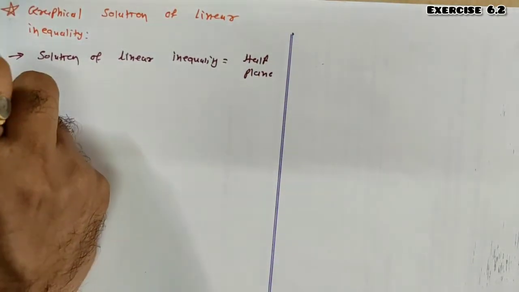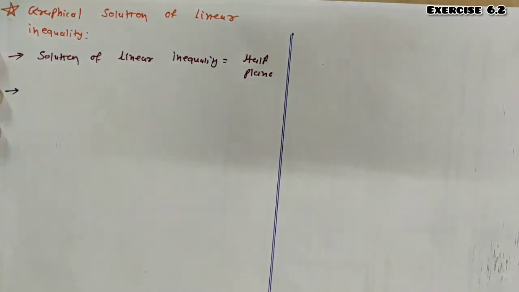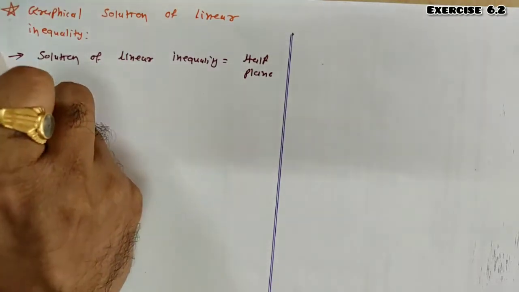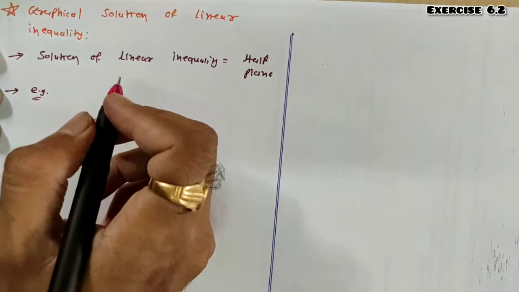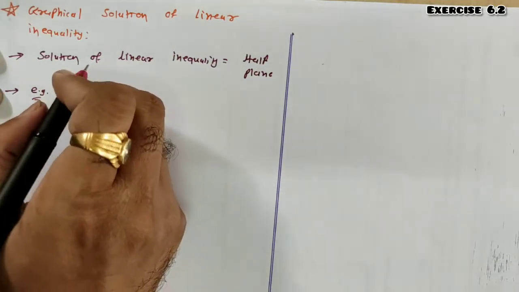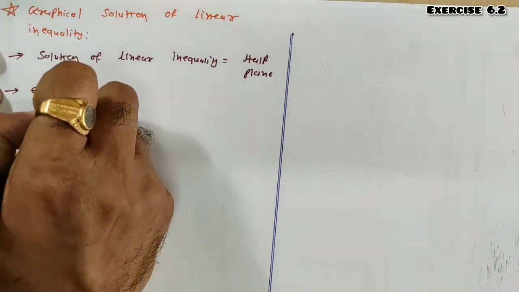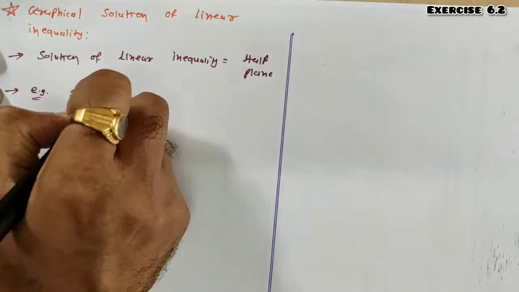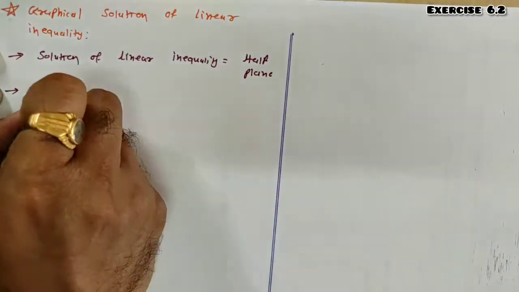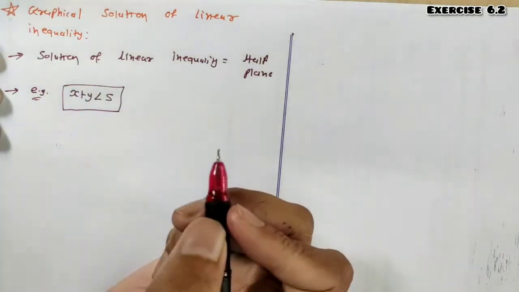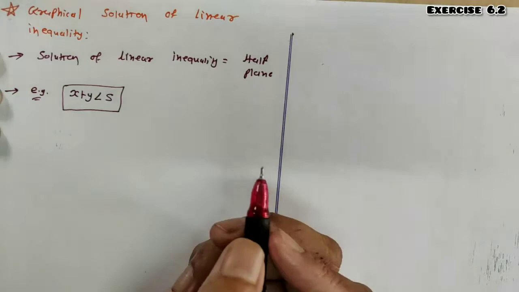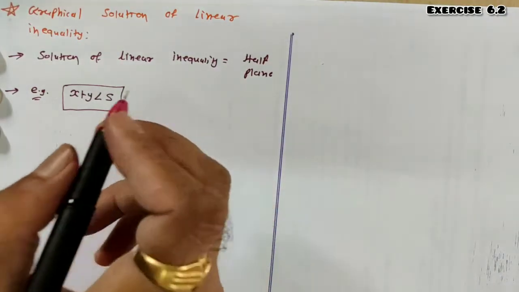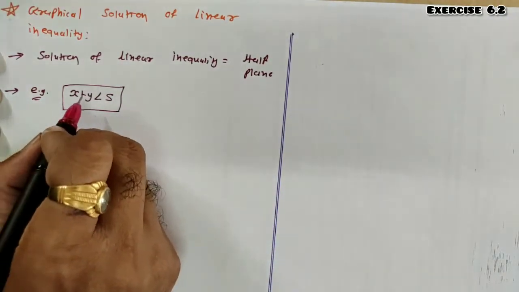So what is the solution? For example, let us now consider one question. That is question number 1 of your exercise 6.2. Suppose we are asked to find the solution, or represent the solution, of the linear inequality x plus y less than 5 graphically. So one linear inequality is given. This is a linear inequality in two variables.